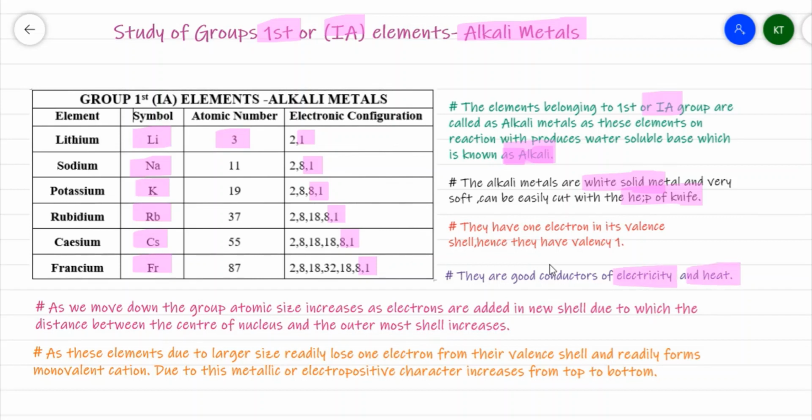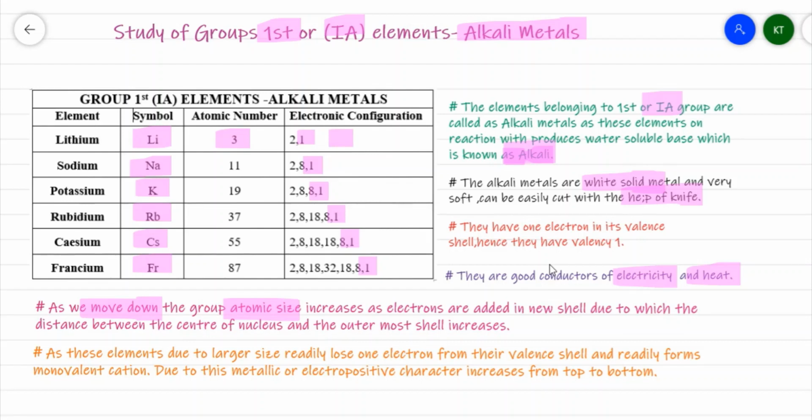Now, one interesting feature is seen. As we move from top to bottom, that means as we go down the group, the atomic size goes on increasing, because every time the electron is added in a new shell. For example, lithium has 2 shells.